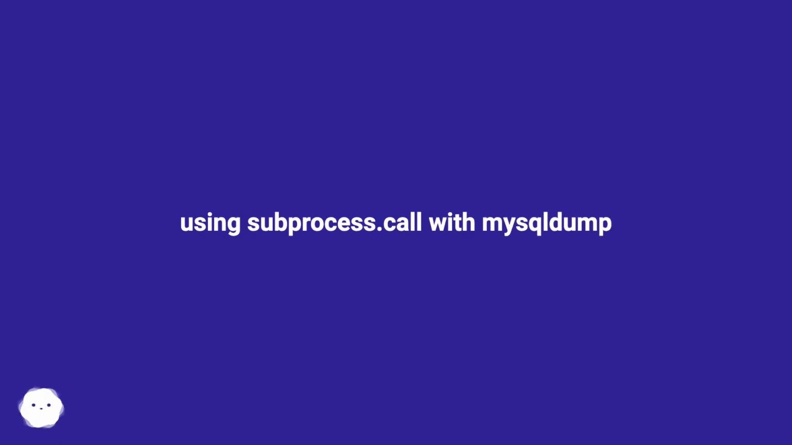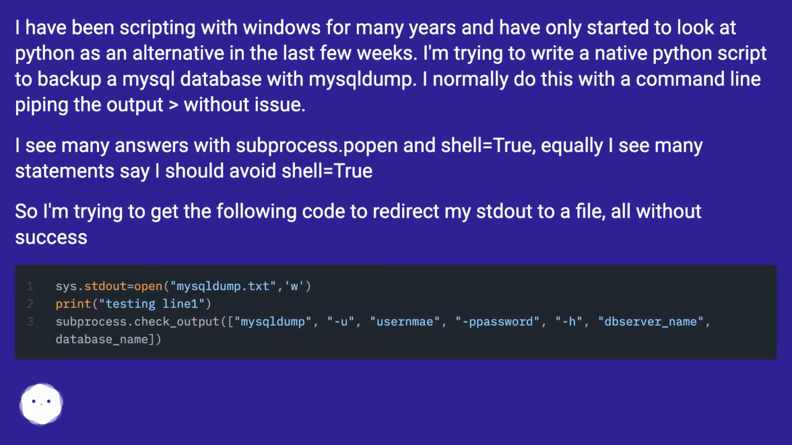Using subprocess.call with mysqldump. I have been scripting with Windows for many years and have only started to look at Python as an alternative in the last few weeks. I'm trying to write a native Python script to back up a MySQL database with mysqldump. I normally do this with a command line, piping the output with greater-than, without issue.